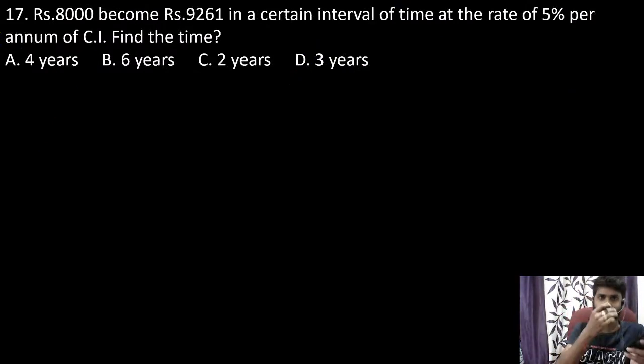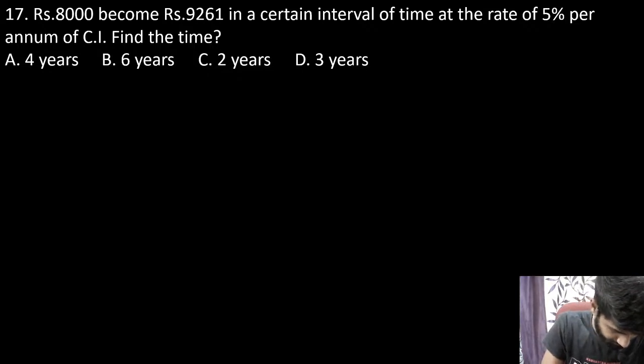Let's try this question. That's very good. Next one. 8,000 becomes 9,261 in a certain interval of time at the rate of 5% per annum compound interest.